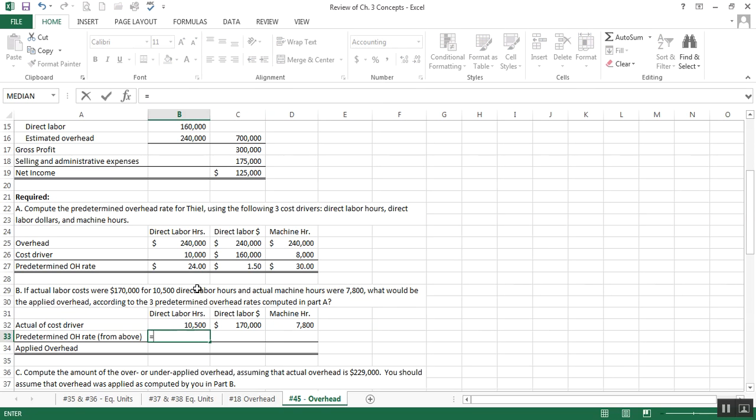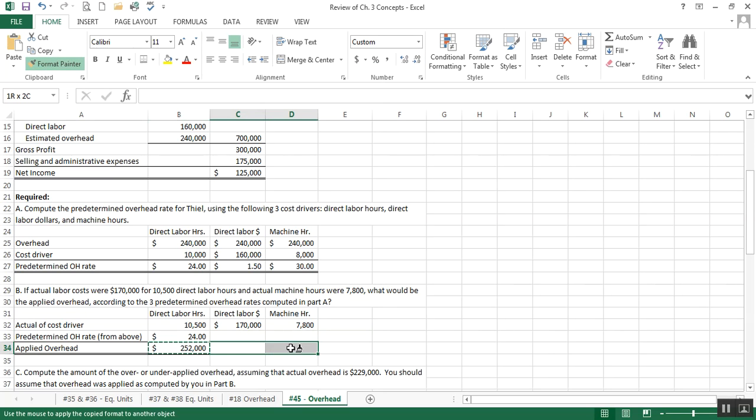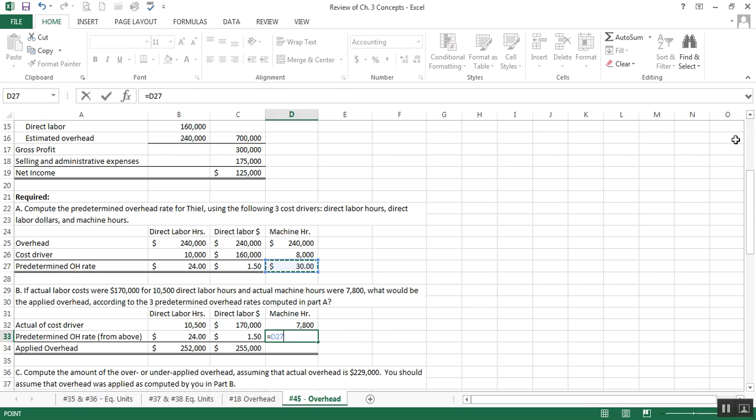So if we are looking at direct labor hours, it was $24 per hour. So 10,500 actual hours times our predetermined rate of $24 gives us applied overhead of $252,000. If we're basing it off of labor dollars, our rate was $1.50. And 170,000 was our actual times our rate of 1.50 gives us an overhead applied of 255,000. And then machine hours is $30 per hour. So actual machine hours of 7,800 times our predetermined rate is 234,000.